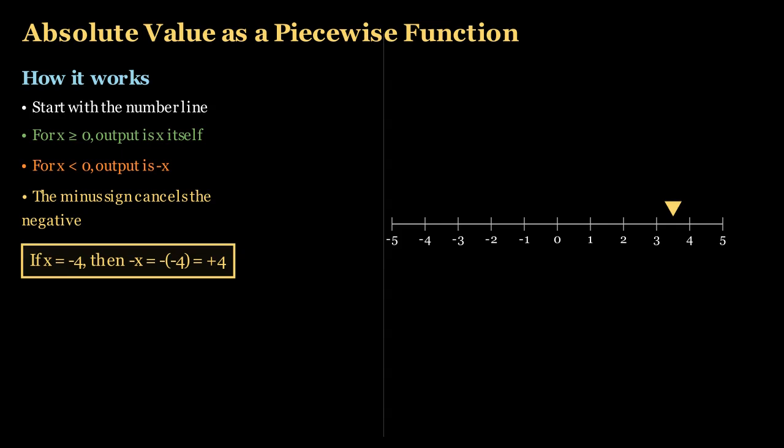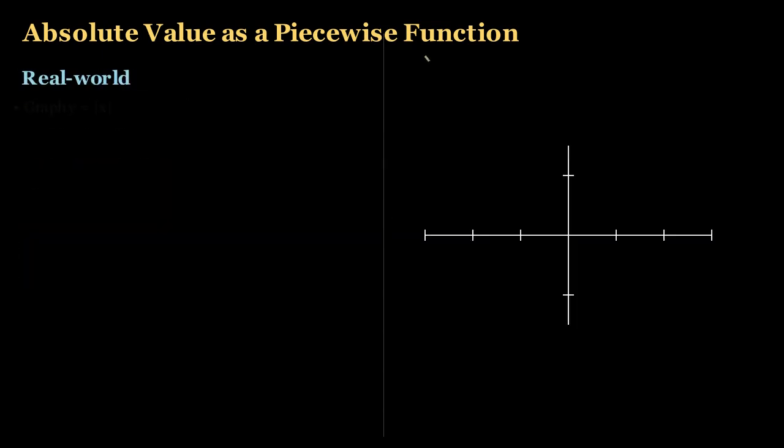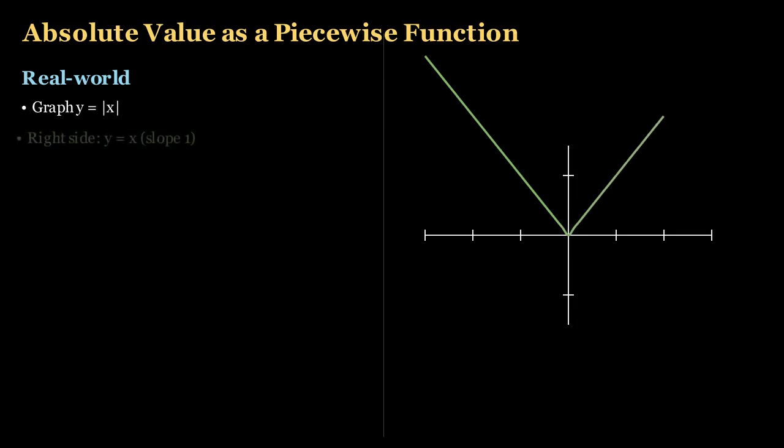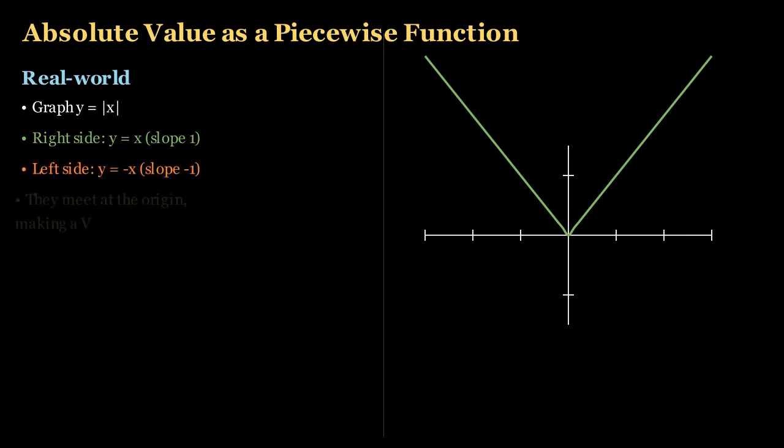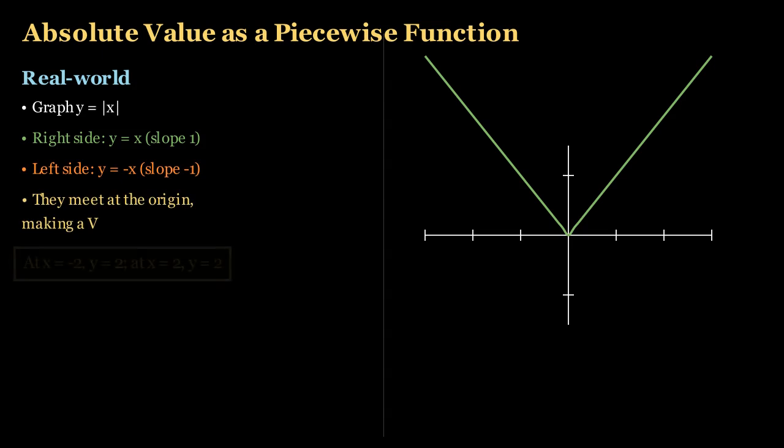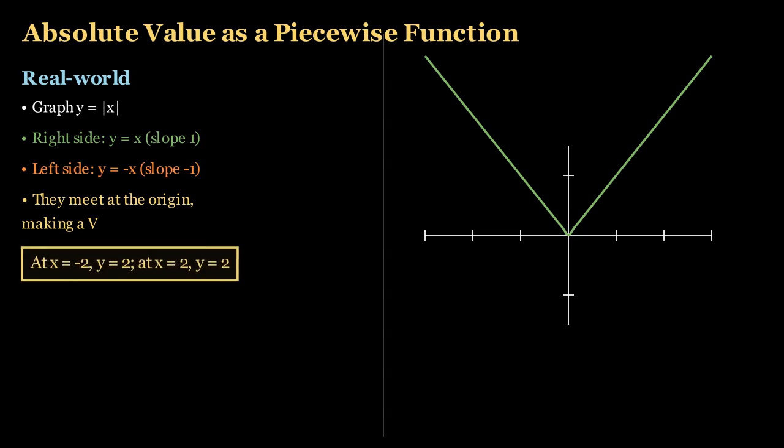For x less than 0, the rule says y equals negative x. That is a straight line going up to the left with a slope of negative 1. It passes through points like (-1, 1) and (-2, 2). Both pieces meet at the origin, (0, 0), forming a perfect V shape. The graph makes it crystal clear. The right arm is that "leave it alone" piece, and the left arm is that "flip it" piece. So the whole idea is that one simple V-shaped graph is built from two different linear rules, joined at 0.